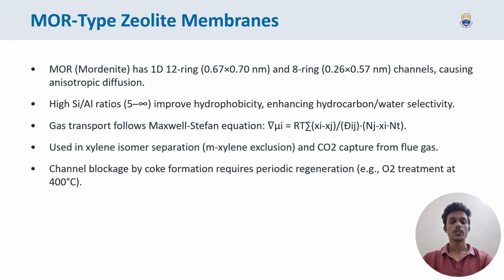MOR type zeolite membranes. MOR has 1D 12 rings and 8 ring channels causing anisotropic diffusion. High silicon to aluminum ratios improve hydrophobicity, enhancing hydrocarbon to water selectivity. Gas transport follows Maxwell-Stefan equation. Used in xylene isomer separation and CO2 capture from flue gases.